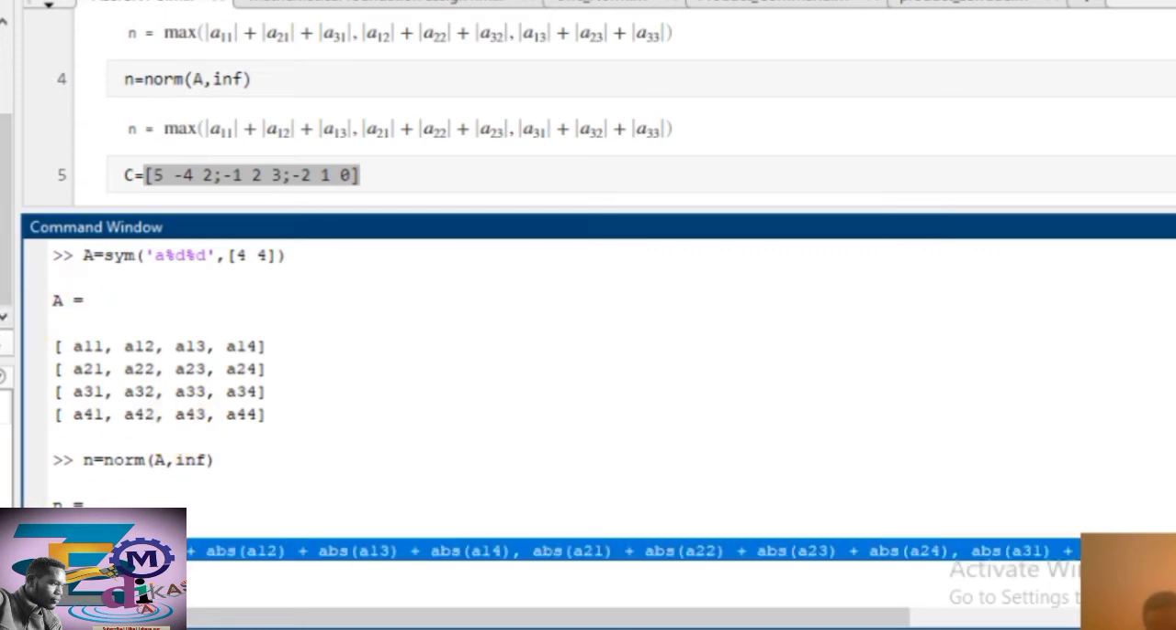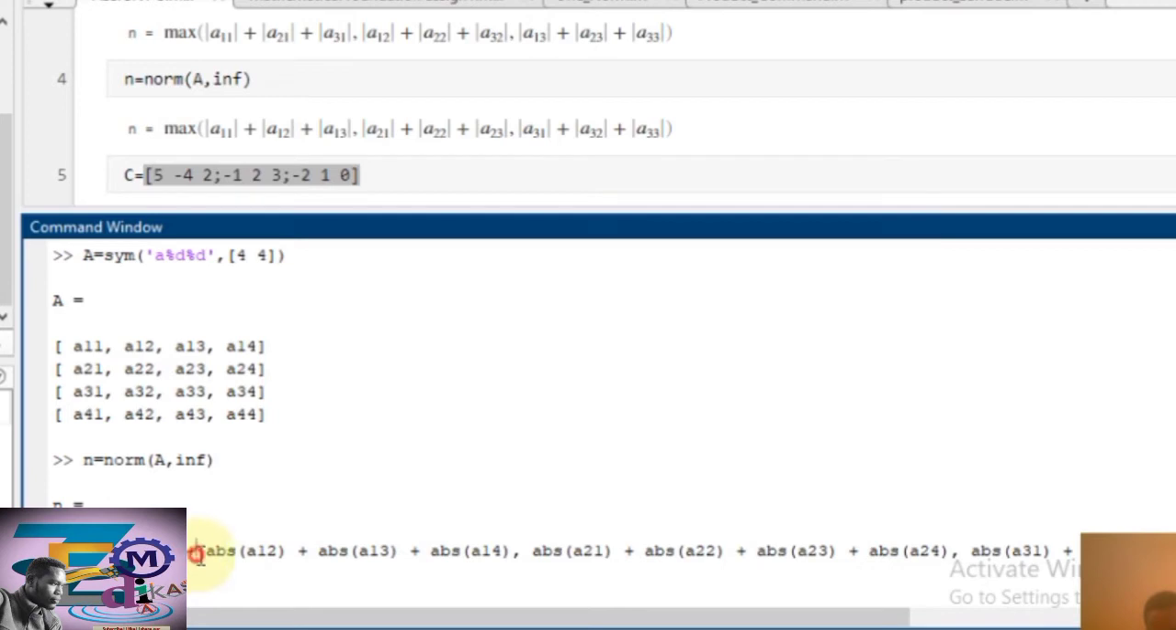So the sum of A11, A12, A13 up to A14 is row 1. This is the row, and then you separate with a comma, and finally you compare the four rows. So which one is greater? The greater one is the infinity norm. So we'll see that one.